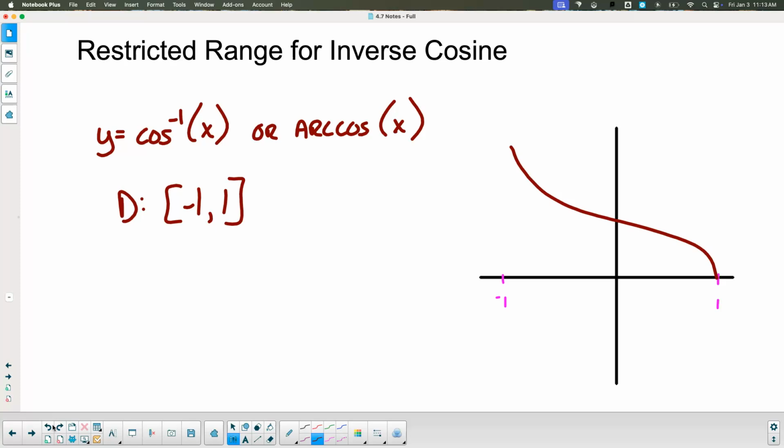And so then my range is going to go from 0 all the way up to pi. So my restricted range is from 0 to pi, which means where on the unit circle will inverse cosine give me angles? Where is 0 to pi on the unit circle? Top half. Top half of the unit circle.